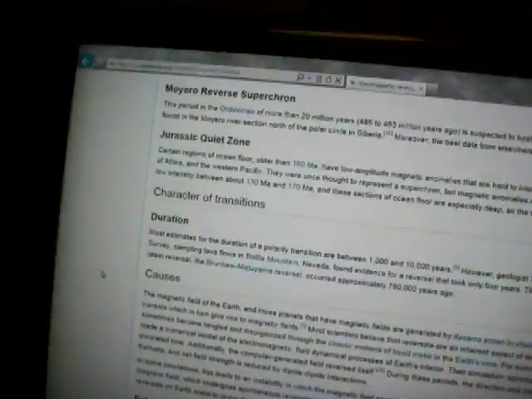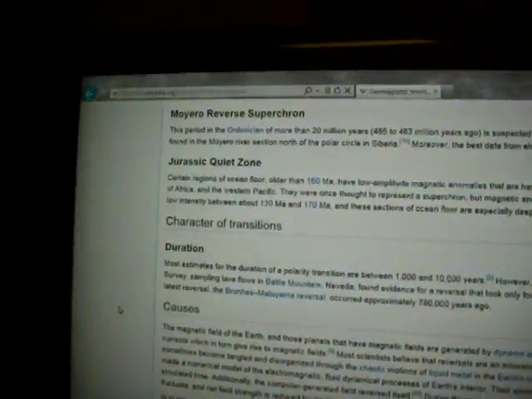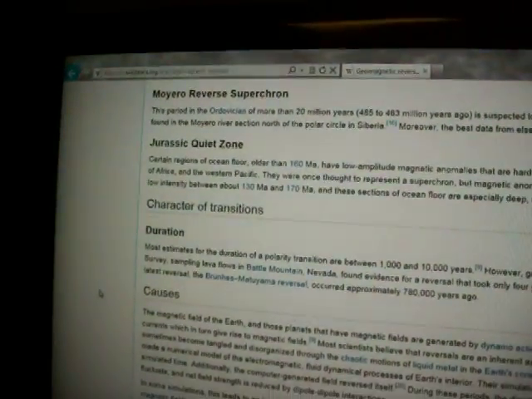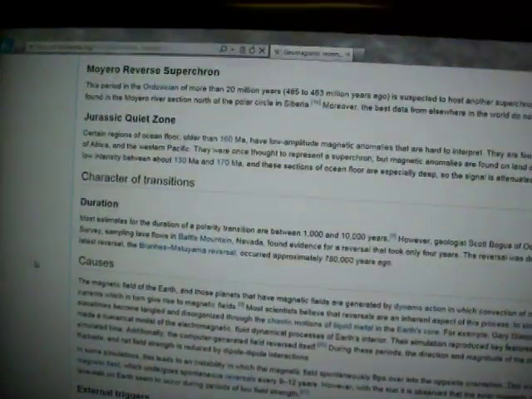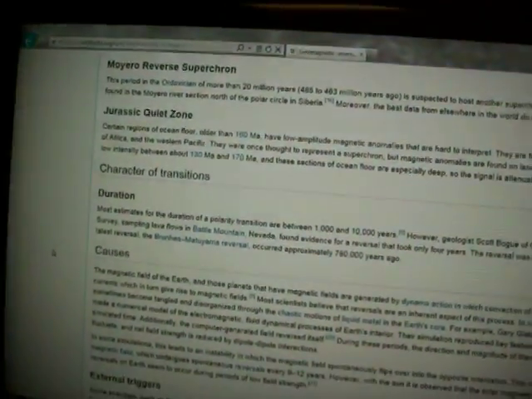And I was running into this information here that says the magnetic field of the Earth, and those planets that have magnetic fields, are generated by dynamo action, in which convection of molten iron in the planetary core generates electric currents which give rise to magnetic fields. Most scientists believe the reversals are an inherent aspect of this process. In simulations, it's observed that the magnetic field lines can sometimes become tangled and disorganized through the chaotic motions of the liquid metal in the Earth's core.